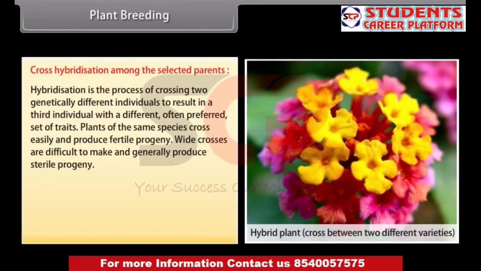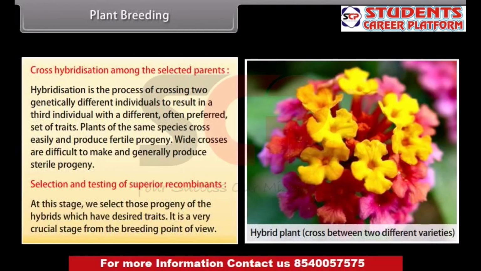Hybridization is the process of crossing two genetically different individuals to result in a third individual with a different, often preferred set of traits. Plants of the same species cross easily and produce fertile progeny. Wide crosses are difficult to make and generally produce sterile progeny. Selection and testing of superior recombinants.